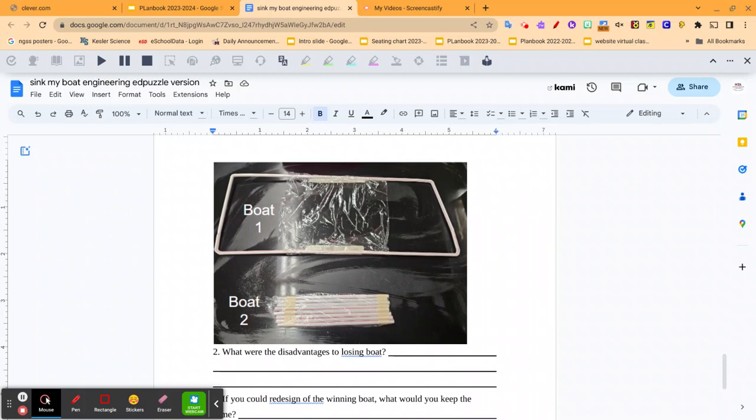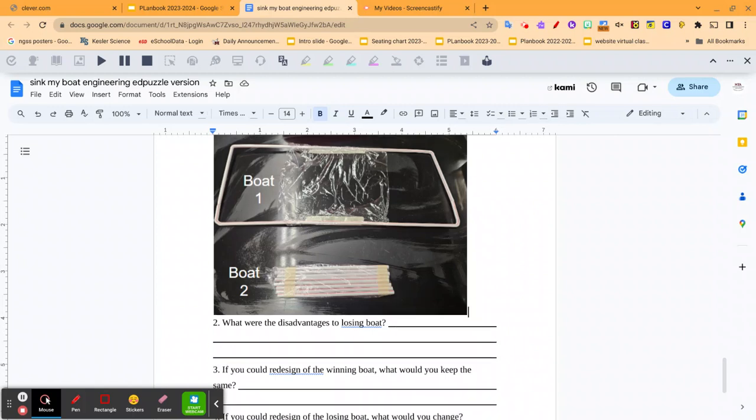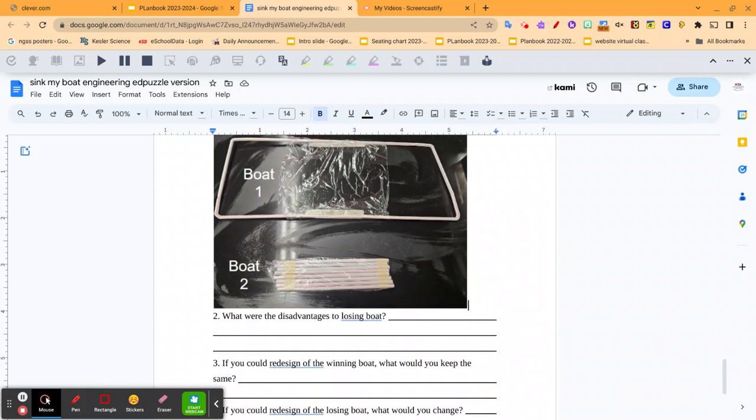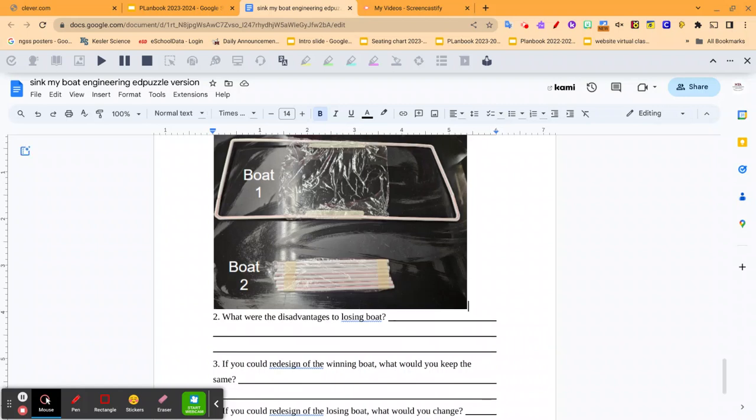What were the disadvantages of the losing boat? The losing boat was boat number 2 on the bottom. If you could redesign boat number 1, what would you keep the same? And if you could redesign the losing boat, boat 2, what would you change?